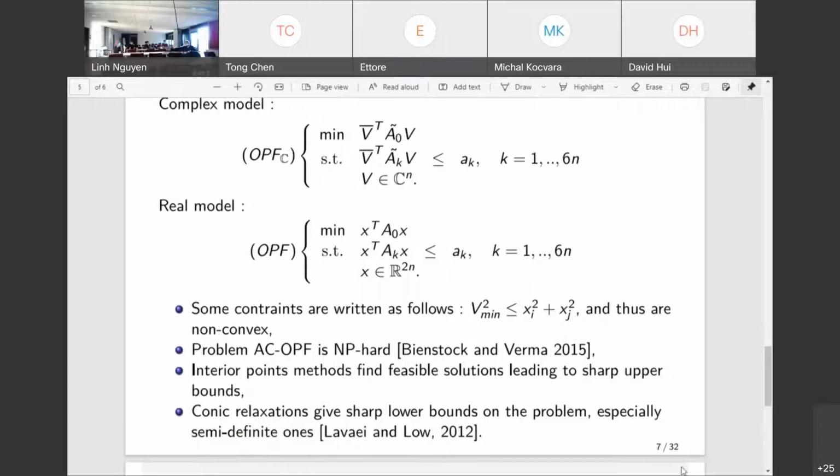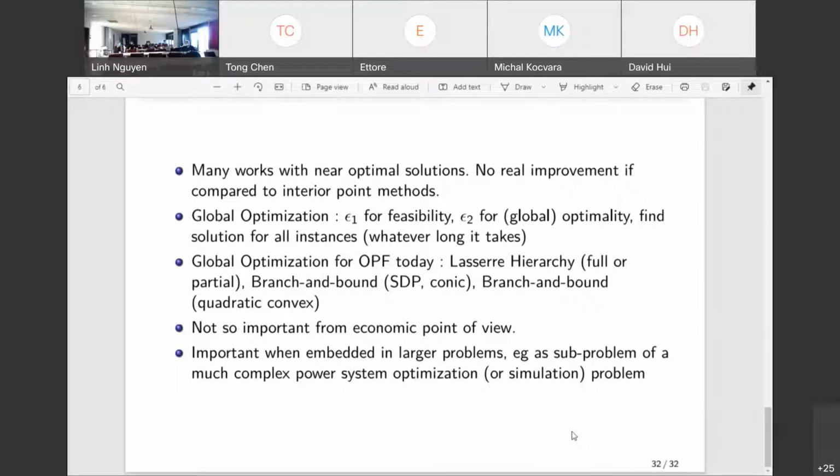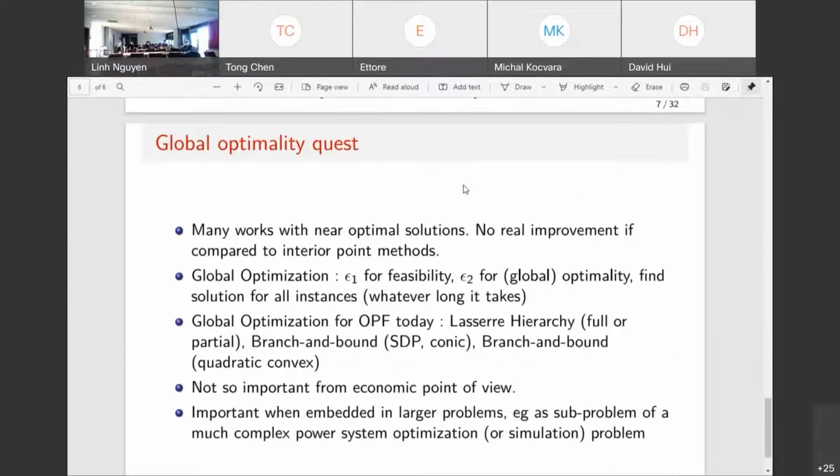Okay, so these were the first slides of my talk in January, and now I jump to the conclusion of the same talk. So where are we on this AC optimal power flow global optimality quest? We have many works with near optimal solutions, and they don't give any real improvement compared to interior point methods.